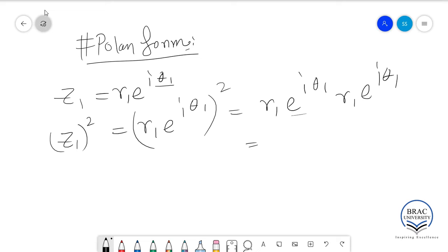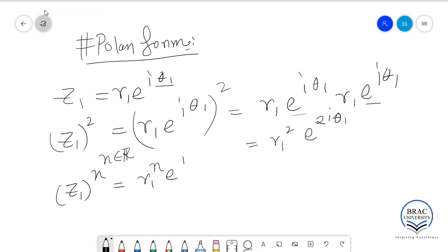And this r1 and r1 will give me r1 squared, and this e to the power i theta 1 and this e to the power i theta 1 will give me e to the power 2i theta 1. In such manner, I can evaluate the nth power, where n is any real number, as r1 to the power n e to the power i n theta 1.